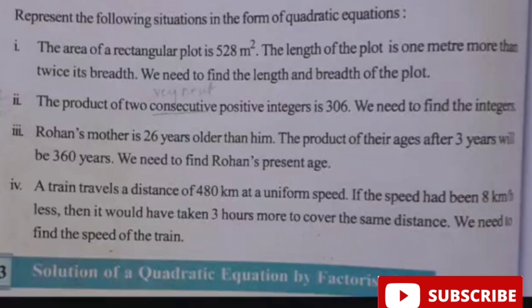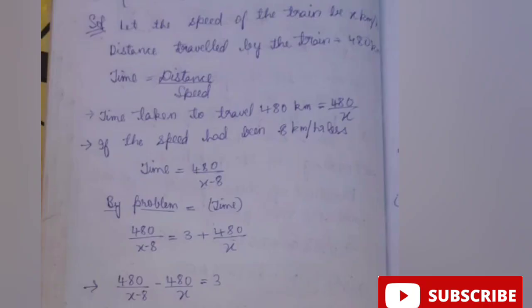In the fourth bit, it told a train travels a distance of 480 km at a uniform speed. If the speed had been 8 km per hour less, it would have taken 3 hours more to cover the same distance. We need to find the speed of the train. So what do we have to find out over here? Speed of the train. Distance is given to you and time is also given. So whenever time, distance and speed are given, you have to use the formula time is equal to distance by speed. Let the speed of the train be x km per hour.